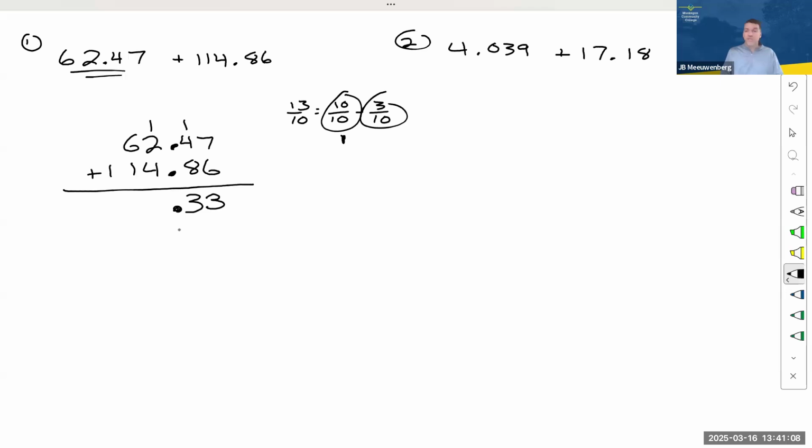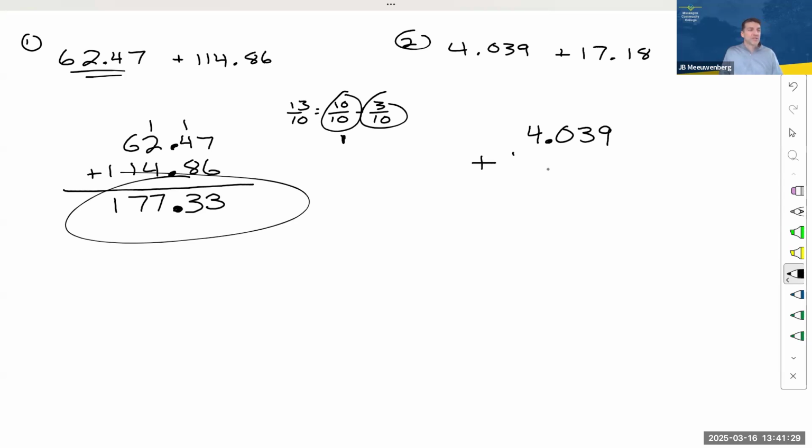Our decimal point doesn't move. 1 plus 2 plus 4 is 7. 6 plus 1 is 7. And 1 plus nothing is 1. So we have 177 and 33 hundredths. Over here, same thing, 4.039 plus 17, there's my decimal point, 1/8. Many people also like to take this 1/8 and change it to 180 thousandths.